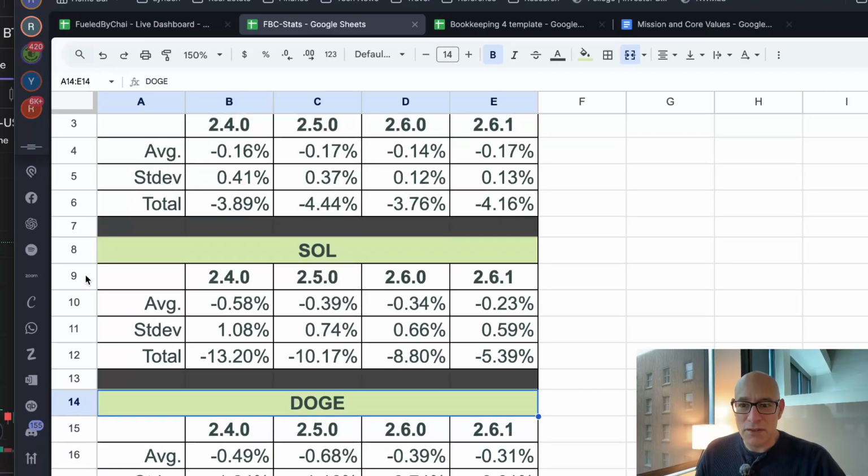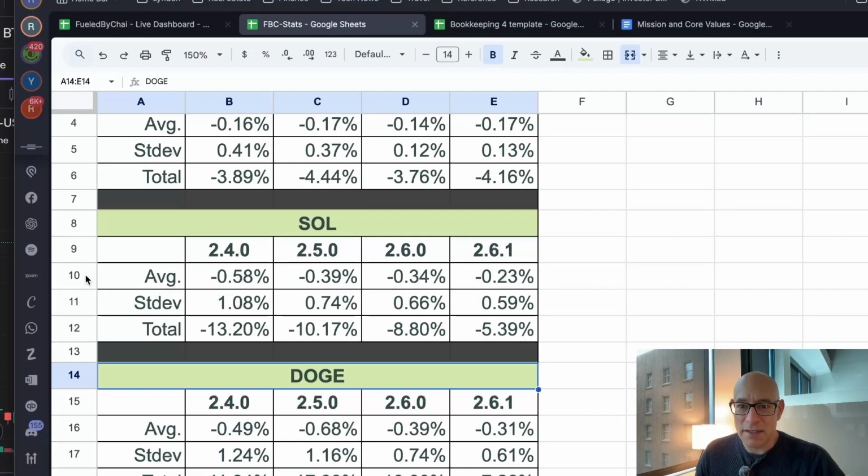Now moving on to Solana, we can see there is a pretty significant improvement as we shorten the time to live of those orders. We went from an average daily return of almost negative 60 basis points to minus 23. And again, we see that the standard deviation of the daily returns drops quite significantly, as well as the total return for the month. So still negative for sure, but we are heading in the right direction here.